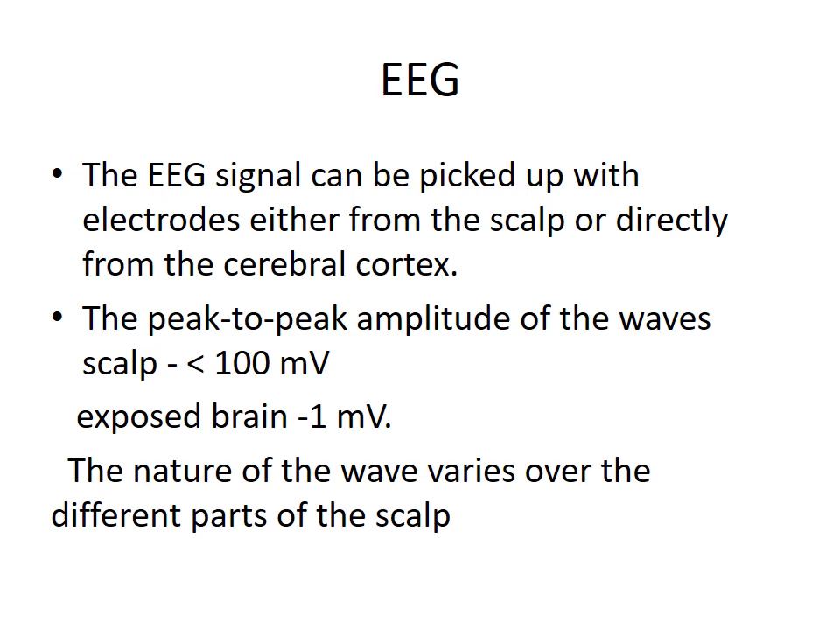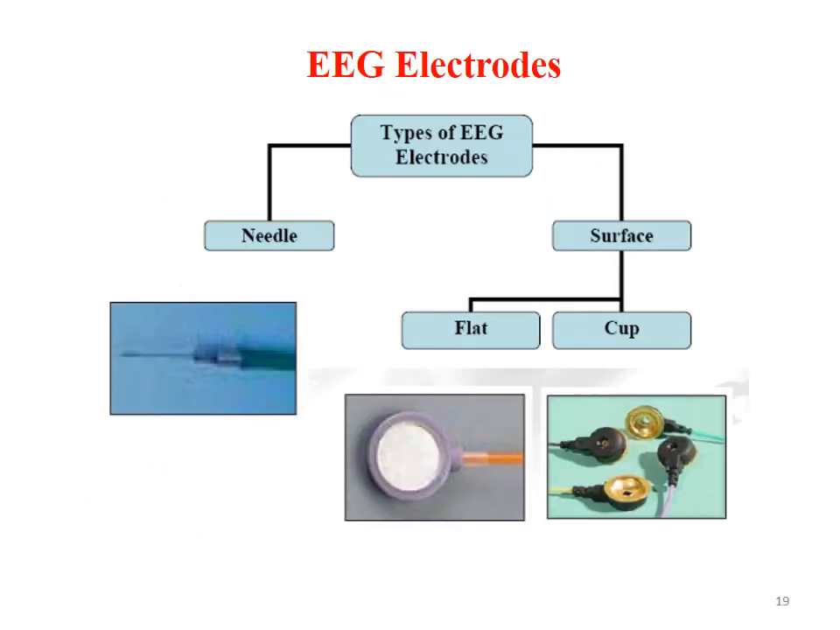Next is EEG. The EEG signal can be picked up with electrodes either from the scalp or directly from the cerebral cortex. The peak-to-peak amplitude of the waves from the scalp is less than 100 microvolts and from the exposed brain is 1 millivolt. The nature of the wave varies over different parts of the scalp. The different types of EEG electrodes are divided into two: one is the needle electrode and the other is the surface electrode. Surface electrodes are again divided into flat electrodes and cup type.